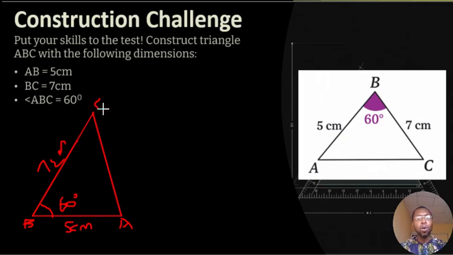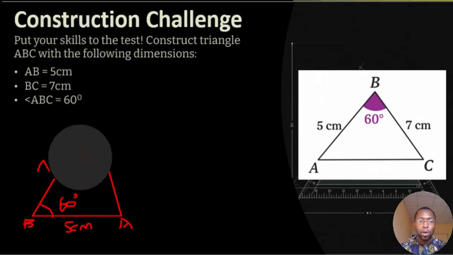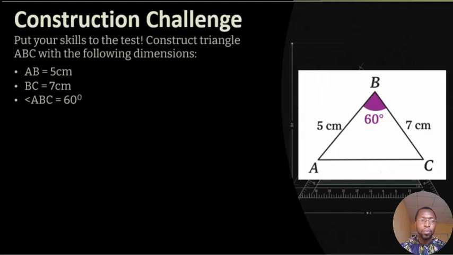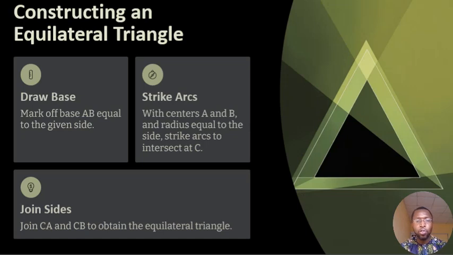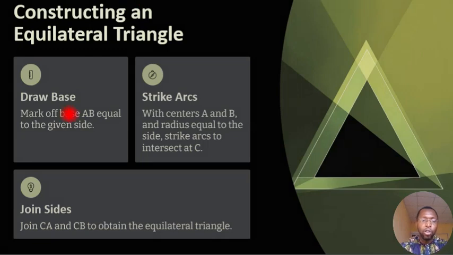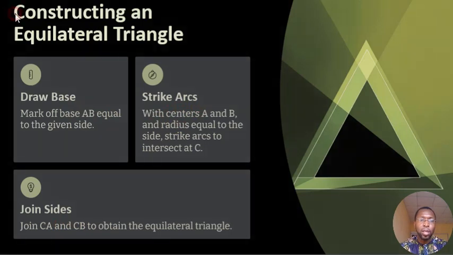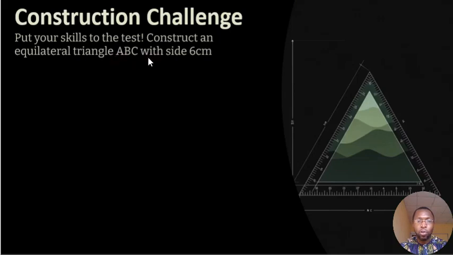So that's how to construct a triangle with 2 sides and 1 included angle. It's as simple as that. Let's take off that, and let's move on to constructing an equilateral triangle. If you want to construct an equilateral triangle, just draw a base. That's the first step. Then you strike arcs and you join. Without wasting much of our time, let us see an example. Here we are to construct equilateral triangle ABC with side 6 centimeters.